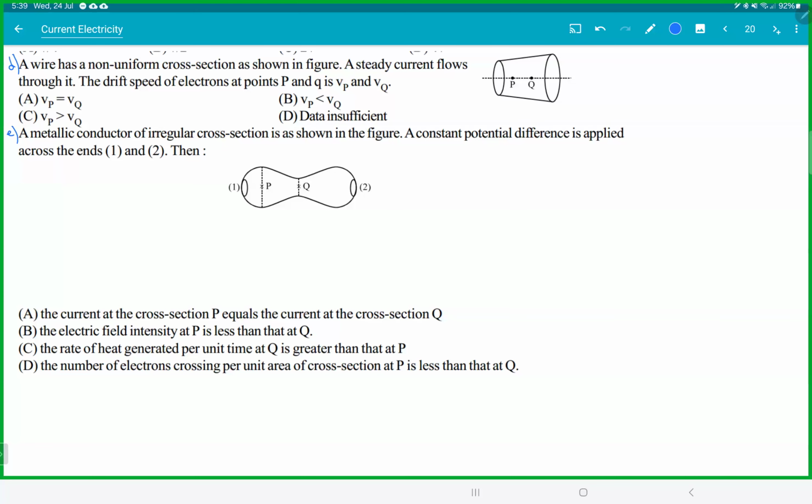A wire of non-uniform cross-section is shown in the figure. A steady current flows through this thing. The drift velocity: I is equal to NeAV. Remember, current is constant. This thing is like the equation of continuity. We get AV is constant. So more area, less velocity. So VP must be greater than VQ. E is a good one.